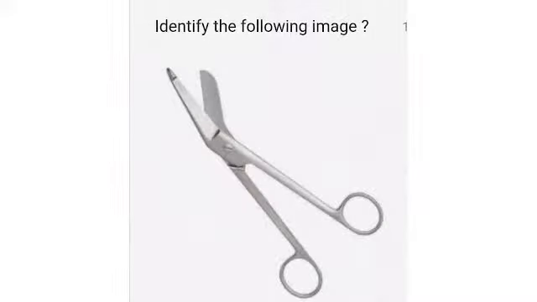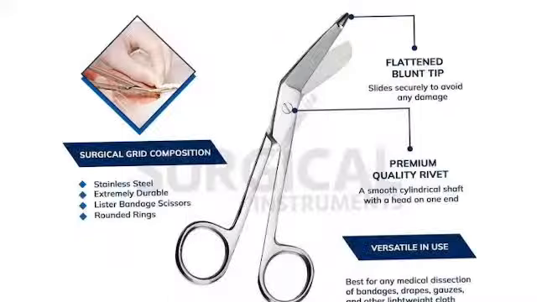Identify the following image. What is the picture? Can you look at the picture? Yes, it is a curved scissor, lister scissor, braided scissor, or Hawkins forceps.